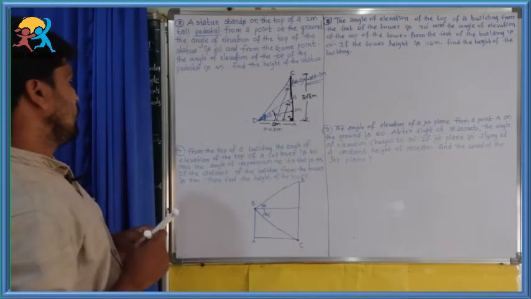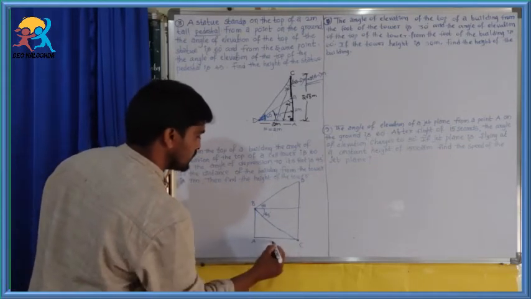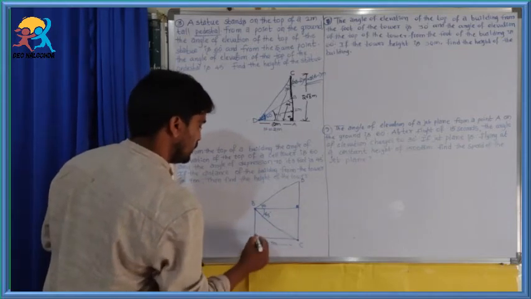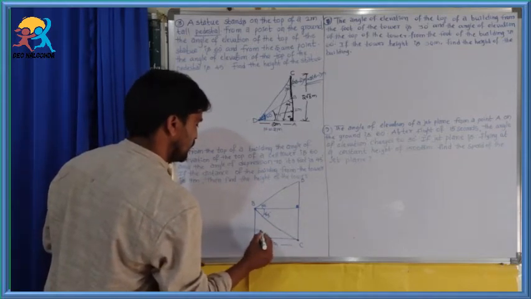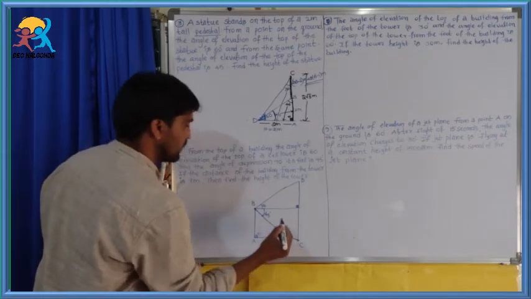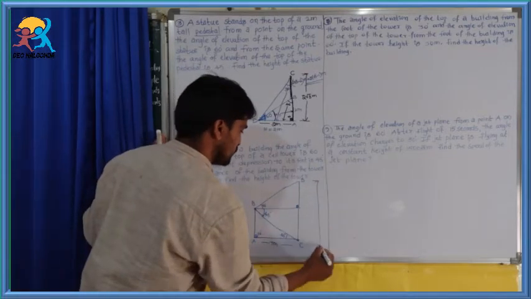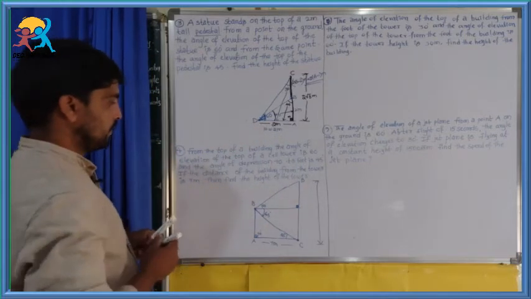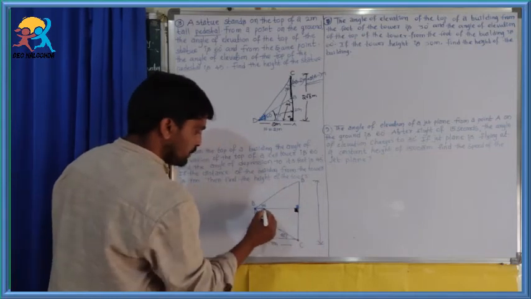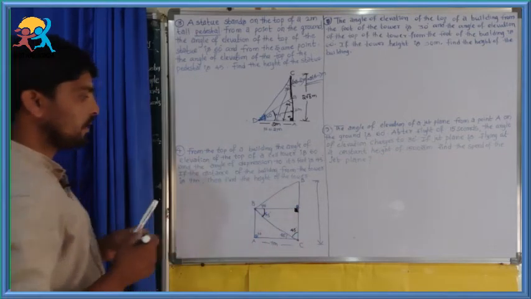If the distance between the building and the tower is 7 meters, this is the building, this is the tower, distance is 7 meters. This is 90 degrees and this is also 90 degrees. If it is 45 degrees, it is also 45 degrees. Find the height of the tower. Tower height we have to find. What is the tower height? See. So this is 90 degrees. If it is 45, then it is also 45.